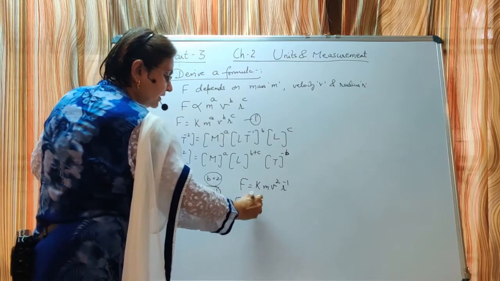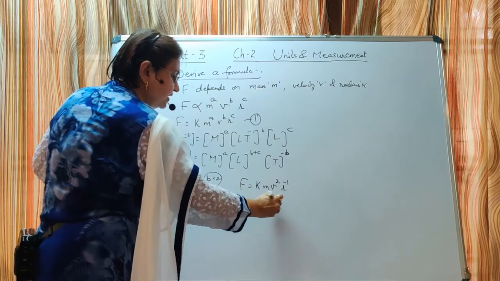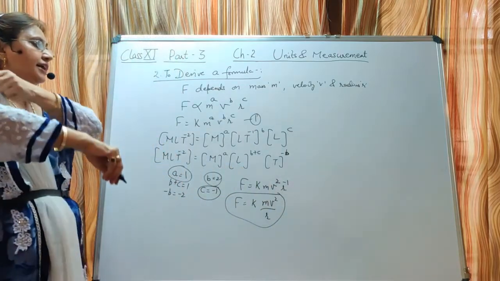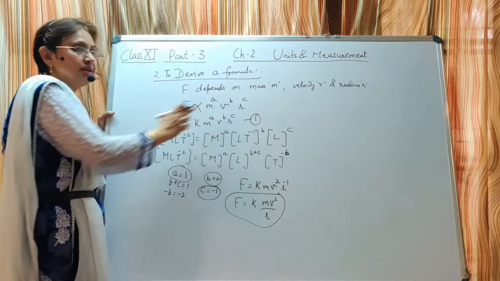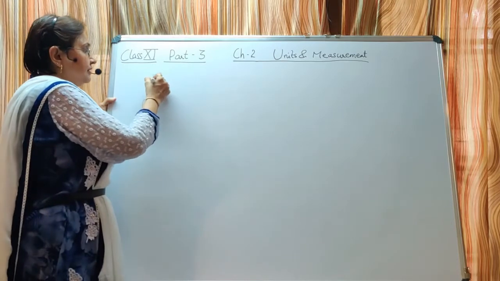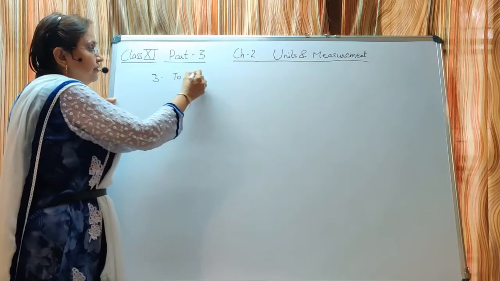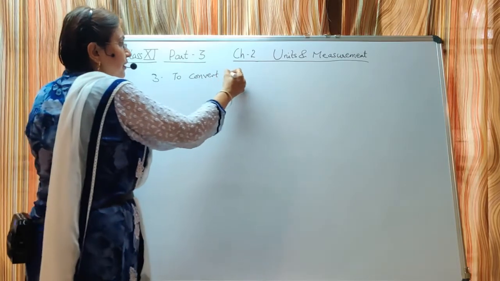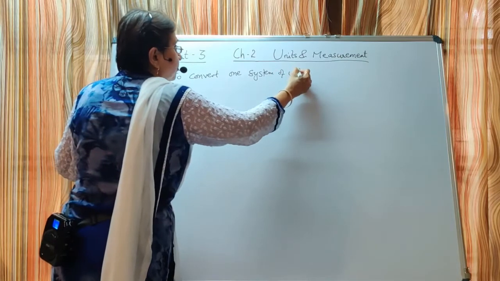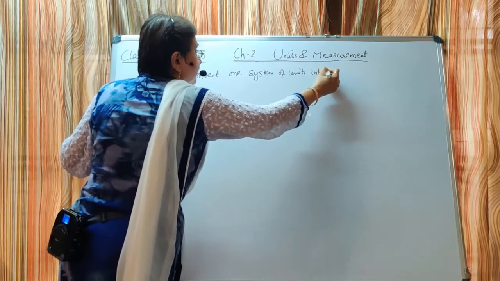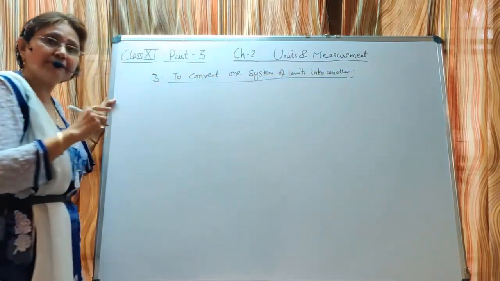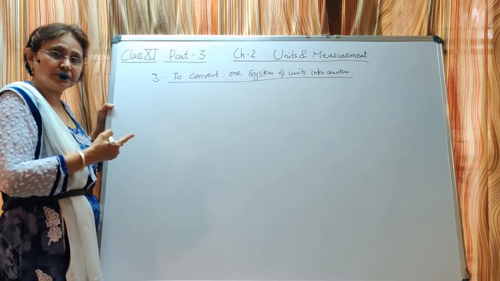So force can be written as K mv square upon R, which is the formula of the force we have derived in terms of mass, velocity and radius. Now the third application of dimensional analysis is to convert one system of units into another. That is, if we know the numeric value in one of the systems, then we can find out the numeric value in the other system.